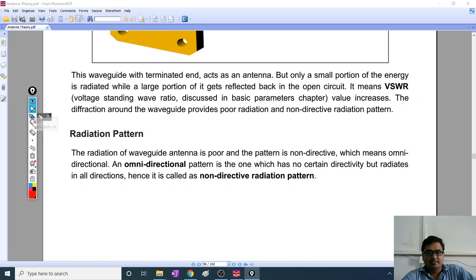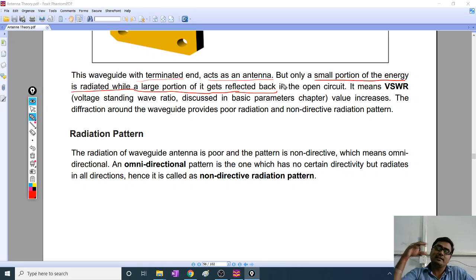See the line, it is written: this waveguide will act as an antenna with a terminated end. Look at this, the waveguide will act as an antenna. Obviously it is radiating, so it is an antenna for me. But only a small portion of energy is radiated, while a large portion is reflected back. I say it is a radiator, it is an antenna. But reflection is more in that antenna. In a waveguide antenna, reflection is more.